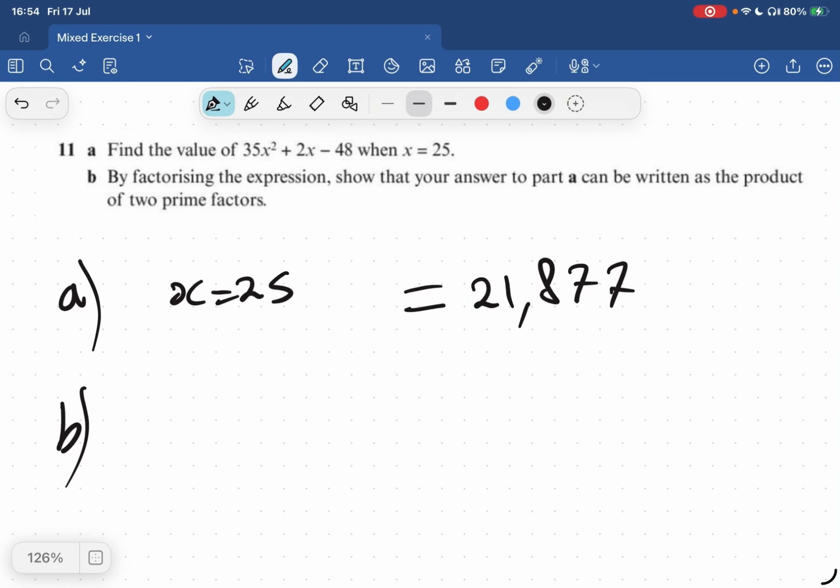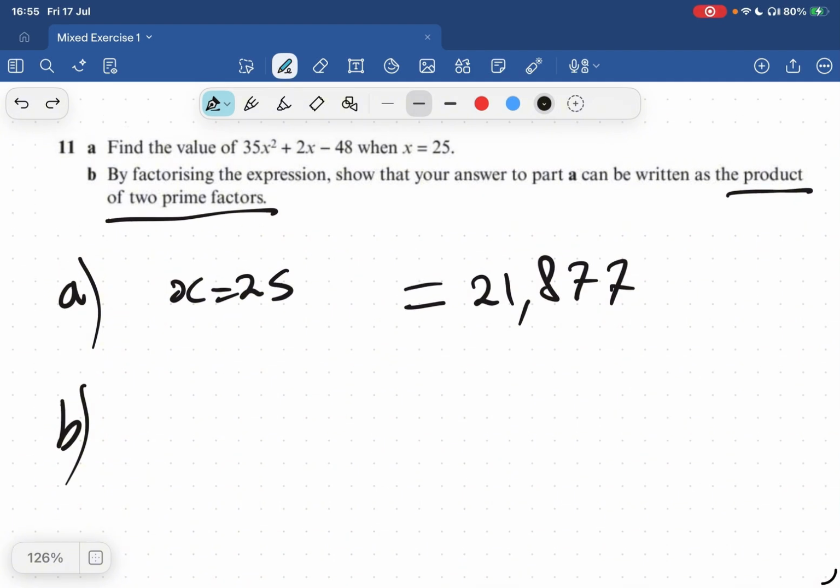Part B though: by factorizing this expression, show that your answer to A can be written as the product of prime factors. That can be quite intimidating. We're talking about primes, we're factorizing what? Let's just worry about factorizing this expression first, and then we can come back to seeing how it shows it's a product of prime factors. So first we need to factorize.